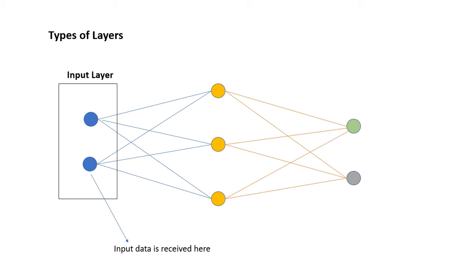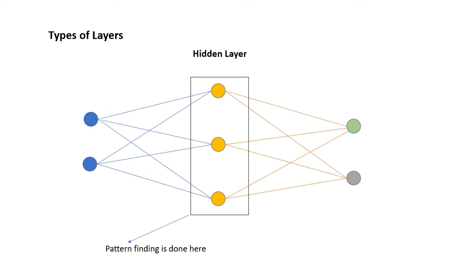Then the second type of layer is the hidden layer. So that's the hidden layer. Here pattern finding is done. As in machine learning, we are actually finding patterns in our data. So in the hidden layer, patterns are explored in the data passed in the input layer. There can be multiple hidden layers in the neural network.